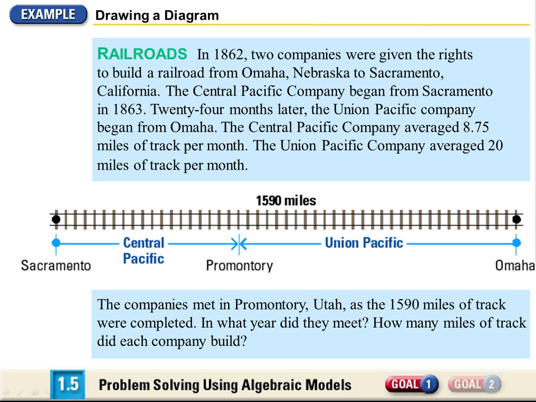Well, isn't this pretty similar to the last one? It's different numbers and a slightly different approach, but we're just looking at the distance they cover equaling the rate at which they build track times the amount of time they take, right? For example, the Central Pacific, starting in Sacramento, builds track at a rate of 8.75 miles per month. Then 8.75 times X or T, where that's the number of months, would tell you how far they got. Rate times time gives total distance. The same goes for the Union Pacific. And the total distance, 1,590, must be the sum of those two things: the amount built by Central Pacific plus the amount built by Union Pacific has to equal the total distance.